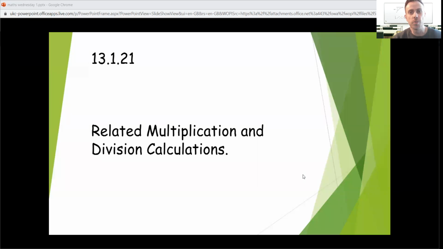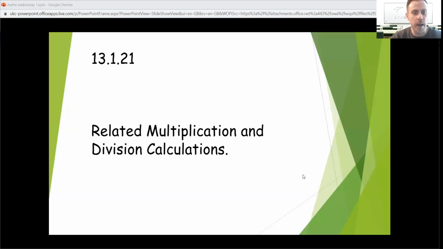Well done to everybody who sent me a little message about what was special about the date yesterday. Yesterday it was the 12th, obviously, and it said 12.1.21. But it was also the same going backwards. It was 12.1.21. That's called a palindrome. Well done to the people who sent me a message about that. Well done. You got a dojo for that one.